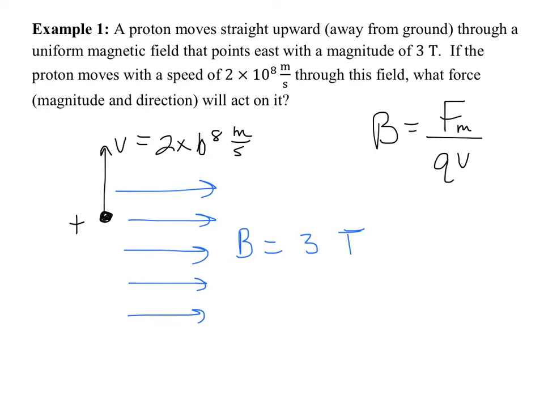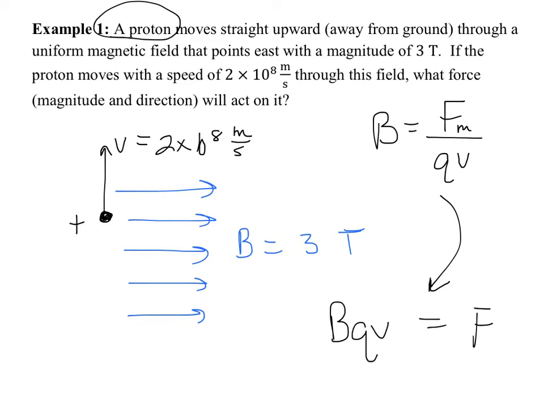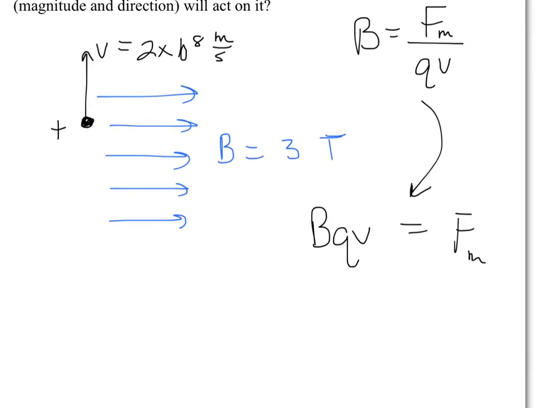Okay, it's the charge. Why is that? Because it's a proton. It says it right here. A proton is 1.6 times 10 to the negative 19 coulombs. Solve this formula for the force. Okay, BQV. Solve for force is BQV. At this point, simply plug in to get the magnitude. This will not give us the direction. The direction comes from our right-hand rule.